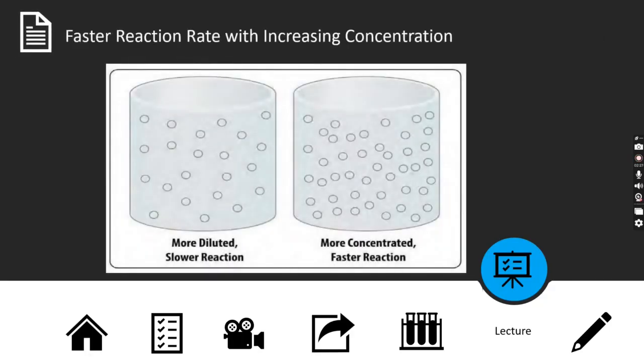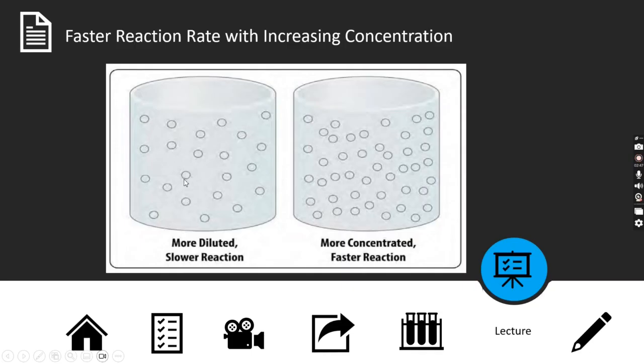Faster reaction rates with increasing concentration. So when you're talking about how fast something reacts, if something's more diluted, you have fewer particles within the same volume. So let's say these two things are 1 liter. Both have a liter. The more diluted it is, meaning the more water you add to it, the less you have.